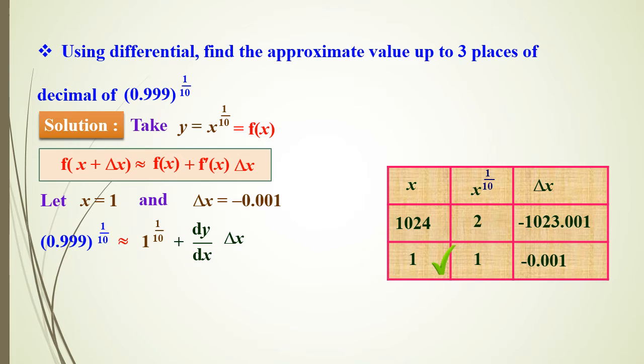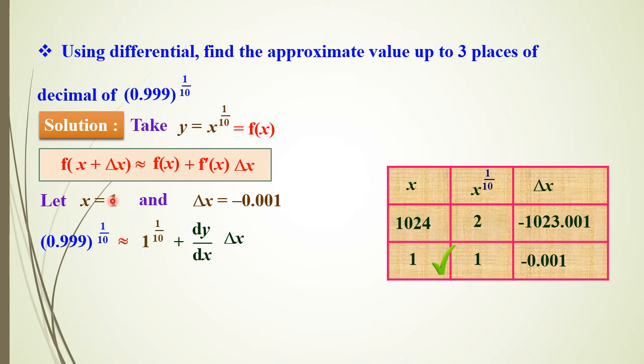In this problem, we will find the approximate value of the 10th root of 0.999. Whatever procedure was followed for the previous sums, the same procedure applies here. There is no need to change anything, but the values of x and delta x have to be changed. So x must be taken as 1 and delta x must be minus 0.001, because after adding these we are supposed to get back our original value, 0.999.